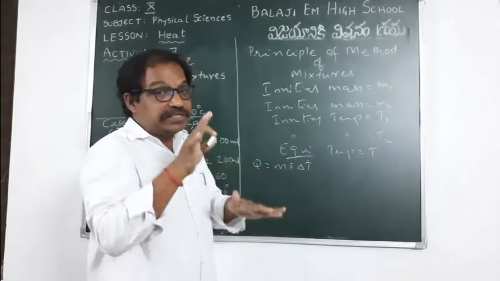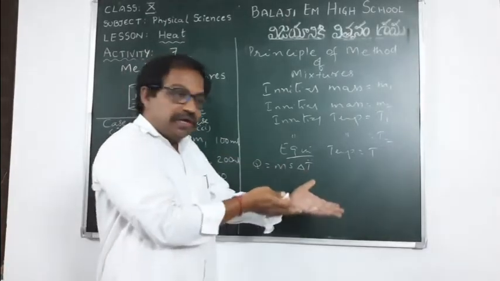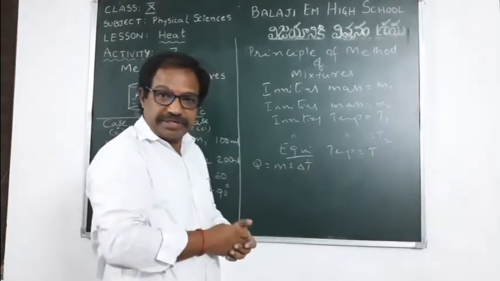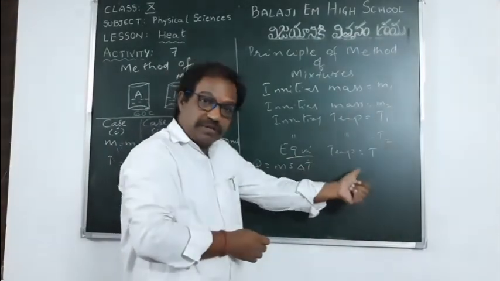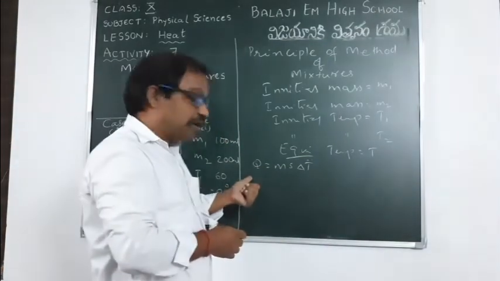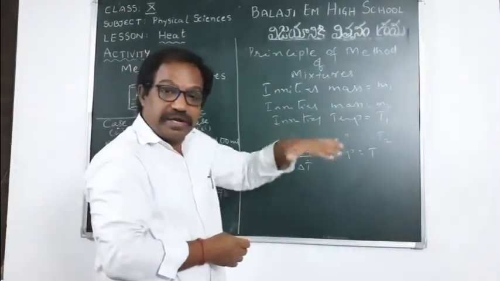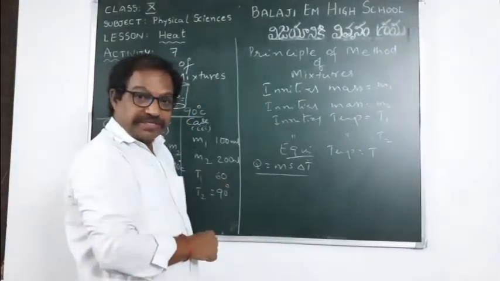That must be the same, because the heat lost must be gained by the body at a lesser temperature, isn't it? So here heat lost must be equal to the net heat gain. How can you calculate the heat lost, or the heat gain? By using the formula Q = m s ΔT.